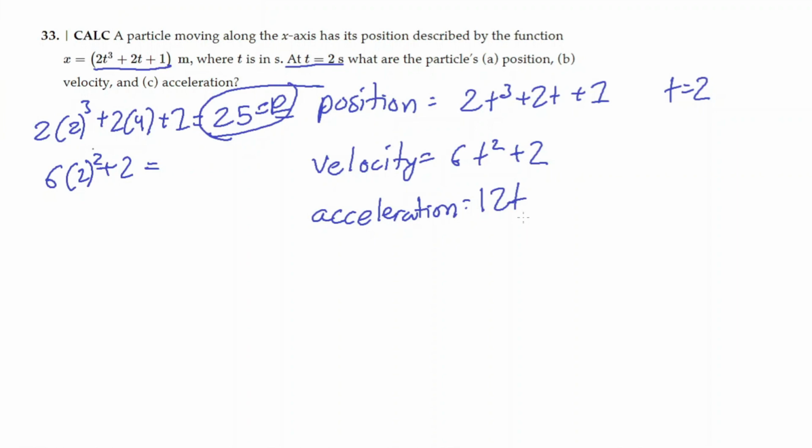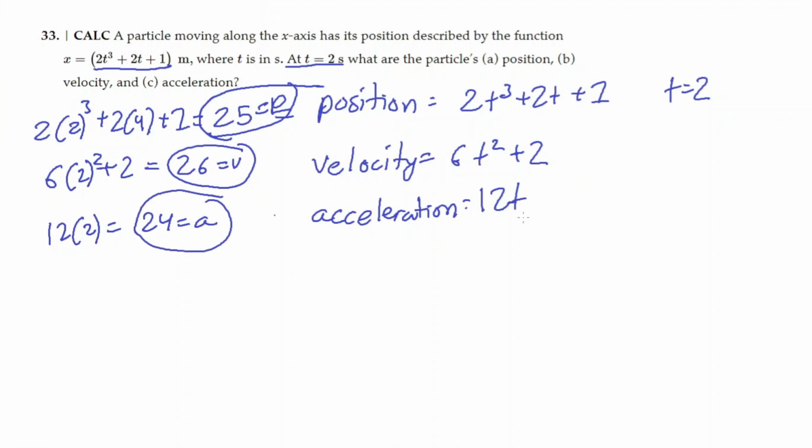And that's going to be equal to 4 times 6, which is 24, plus 2, which is 26. And we'll just make that equal to v. And then the acceleration is just going to be 12 times 2, which is equal to 24. And that's going to be equal to a, which is acceleration. So those are the particle's acceleration, position and velocity at t equals 2.